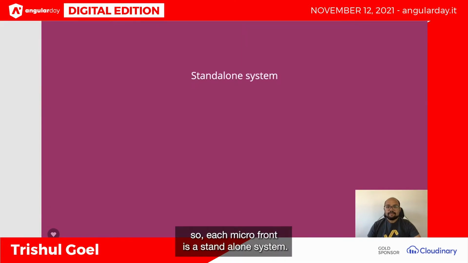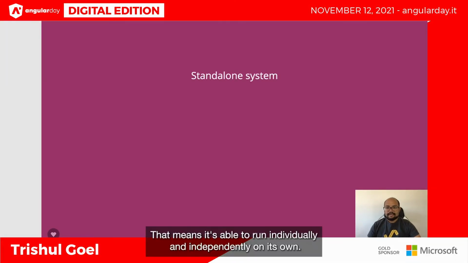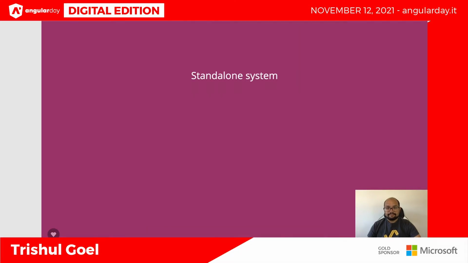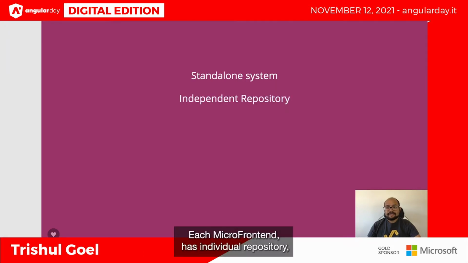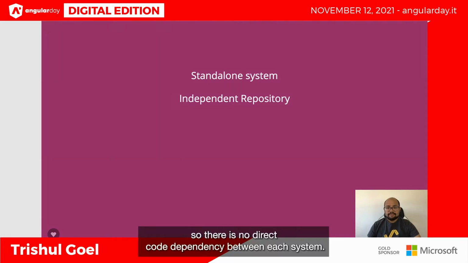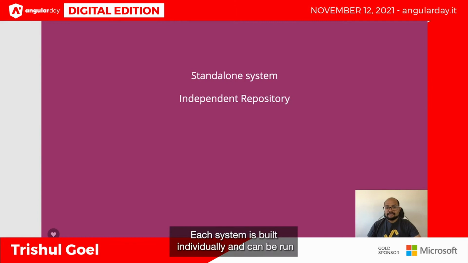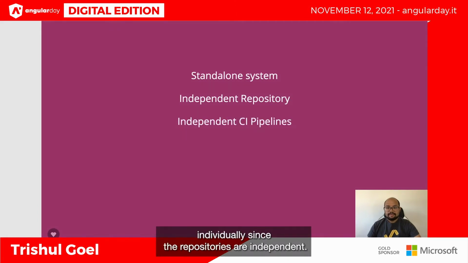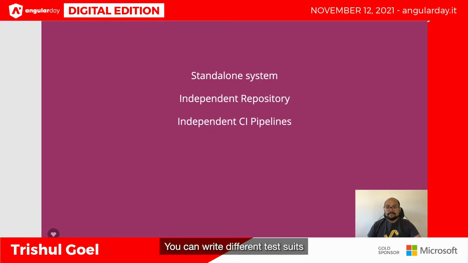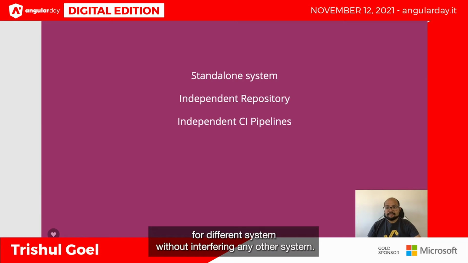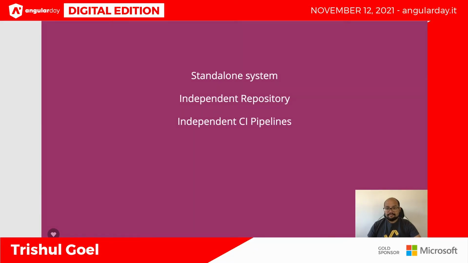So, each microfrontend is a standalone system. That means it's able to run individually and independently on its own. Each microfrontend has an individual repository, so there is no direct code dependency between each system. Each system is built individually and can be run individually. Since the repositories are independent, we have independent CI pipelines. You can write different test suites for different systems without interfering with any other system.